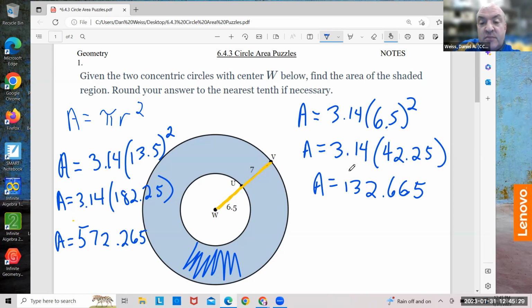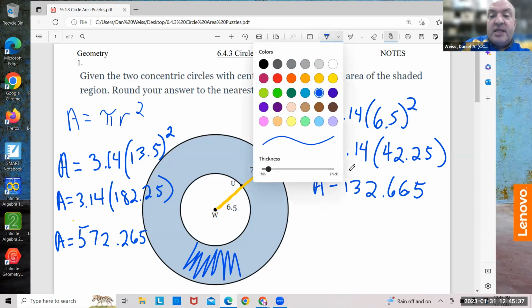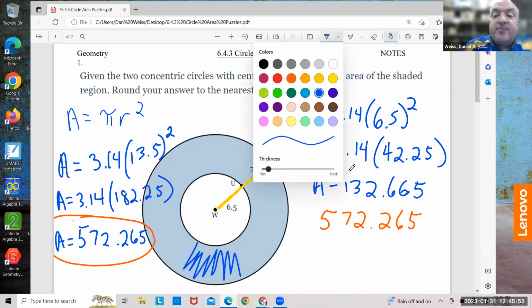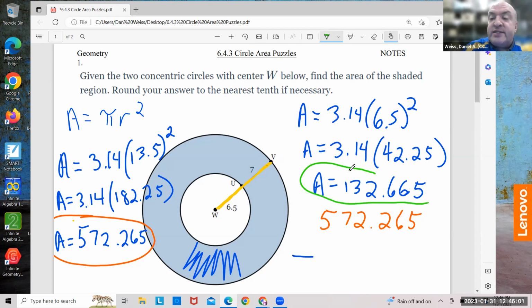Now, here's what we're going to do. Does this make sense? I hope it makes sense. You take the entire area, this area, 572.265, and we're going to subtract this, 132.665. That's the white circle, right? We take the entire circle and subtract the white circle.